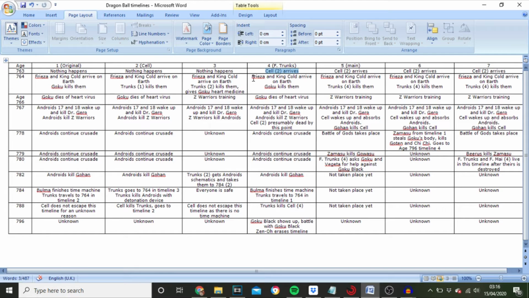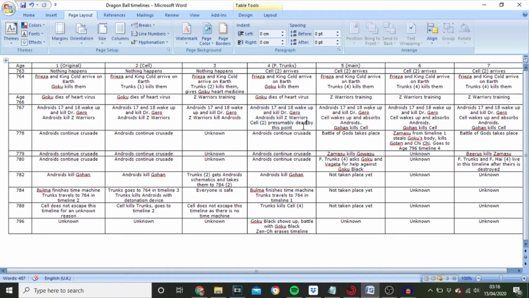Cell kills Trunks, goes back in time because Cell did not exist in timeline 3, creates timeline 4 where Cell exists. So timeline 4, we've got Future Trunks' saga. This is Future Trunks' timeline, this is the one we all know and love. Or don't love. Frieza and King Cold arrive on Earth, and Goku kills them. Goku dies of the heart virus because there's no future Trunks to go back in time to tell him about this. There's no future Trunks that has a timeline that needs correcting at this point, because everything's sort of wrapped up apart from the whole Cell situation. Androids 17 and 18 wake up and kill Dr. Gero, as they always do. The androids kill the Z-Warriors.